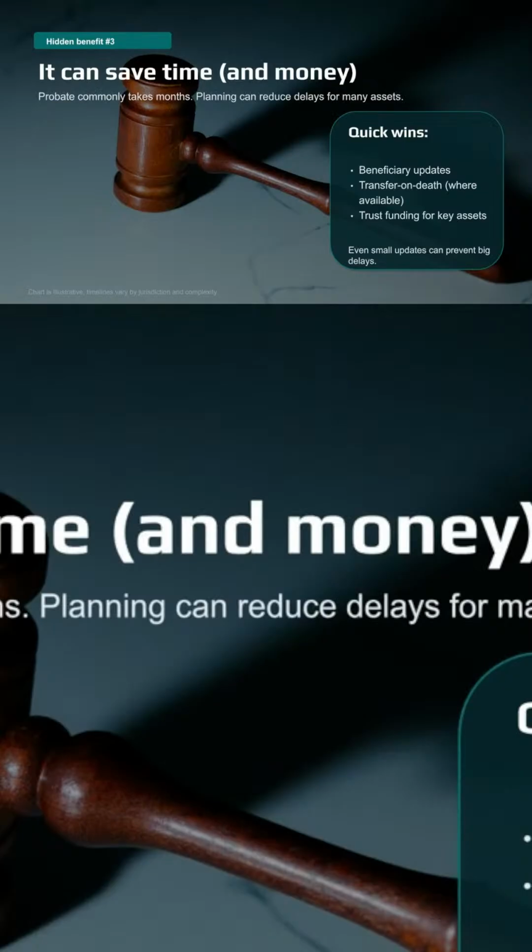Speed matters. Probate timelines vary, but it's common for the process to take many months. When key assets are set up with beneficiary designations, transfer on death options, or properly funded trusts, your family may be able to access resources sooner, often with fewer fees and fewer court steps.